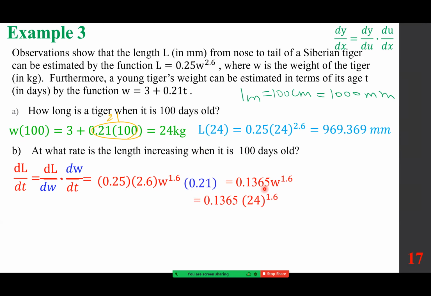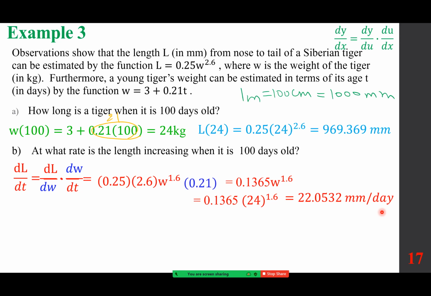So 0.1365 times 24 to the power of 1.6, using a calculator, we come up with 22.0532. And you want to use as many decimals as you can, unless they ask you specifically how many. And this is dL, change in length, millimeters, over dt, change in time, which is in days, so millimeters per day. And we are done. But I want to show you a second method.